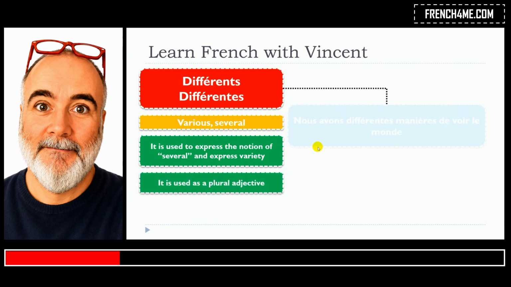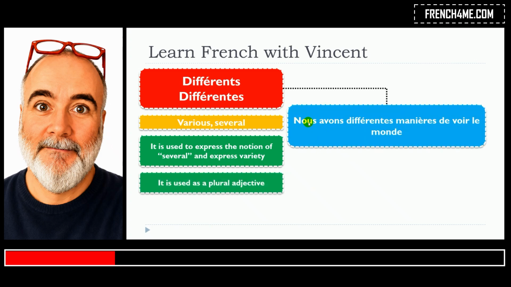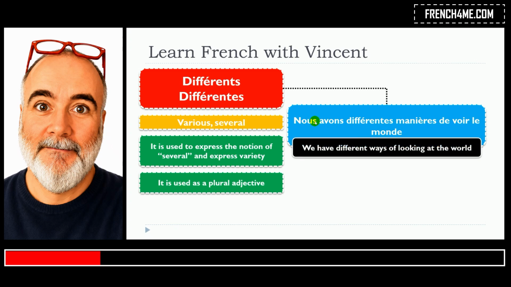So let's see two more. Nous avons différentes manières de voir le monde. So in that situation, you can see that manière is feminine plural, so we will use différentes, feminine plural form of the adjective.